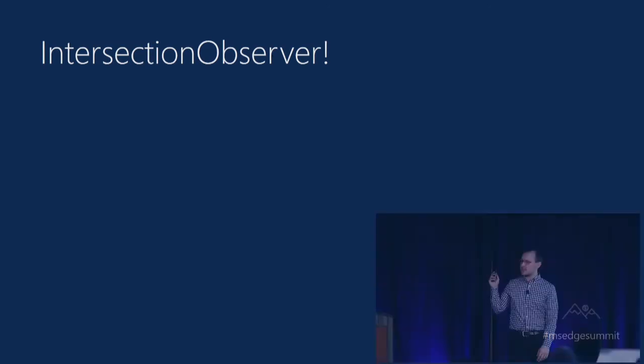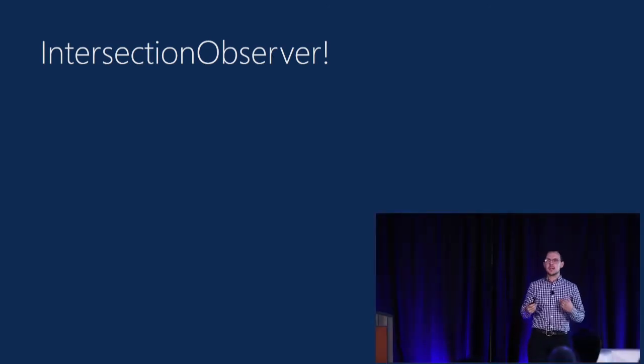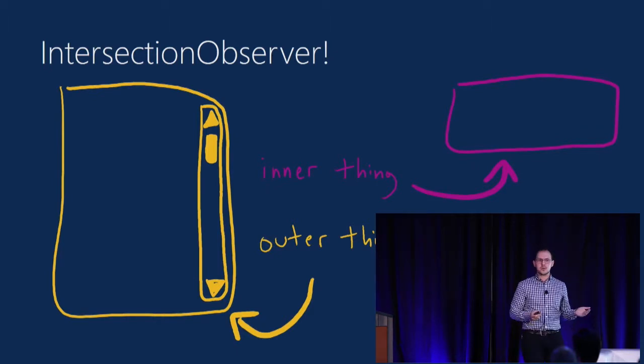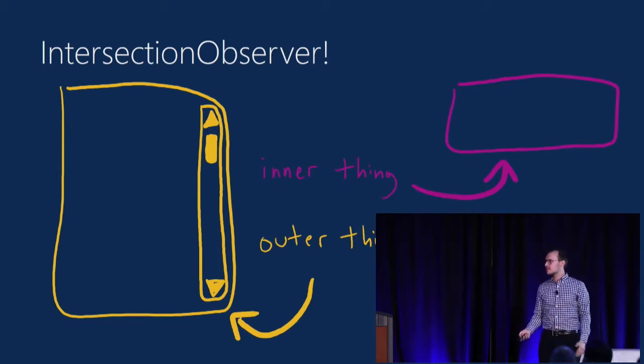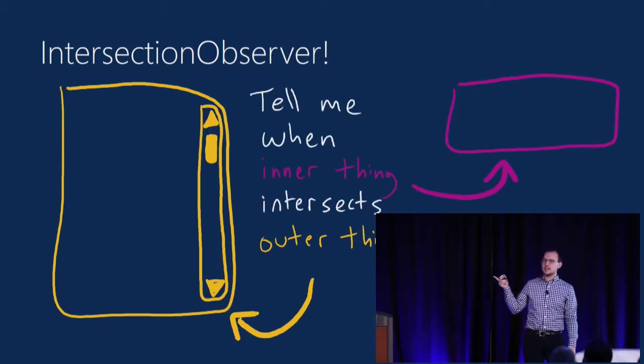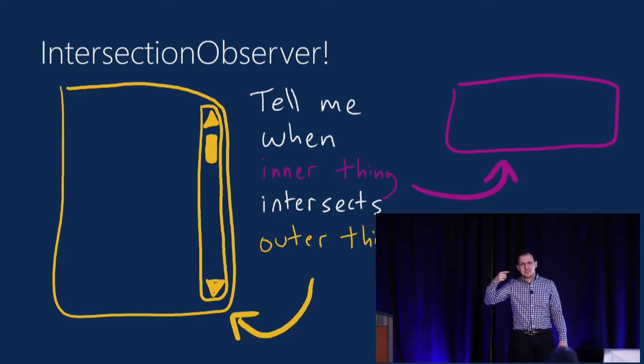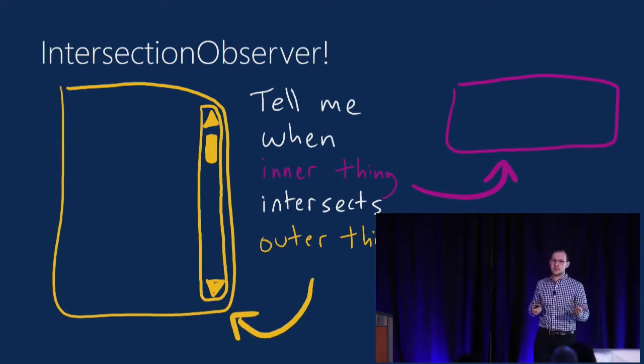The way that this API works is that basically it's a way of you telling the browser, OK, hey, browser, I've got these two elements right here, this outer thing and this inner thing. I'm going to register a callback, and you tell me when this inner thing intersects the outer thing. So it's more of a push-based than a pull-based method. Instead of constantly pinging the DOM and saying, hey, what's the relationship between these two? The browser tells you when the relationship changes.